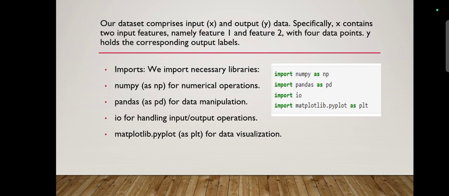Our data set comprises input X and output Y data. Specifically, X contains 2 input features, namely feature 1 and feature 2, with 4 data points. Y holds the corresponding output labels.